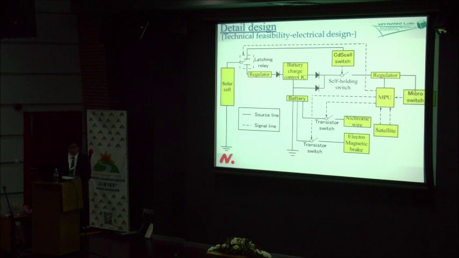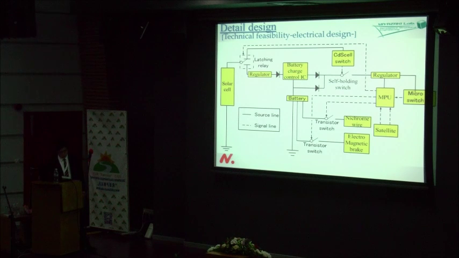Next, electrical design. The proposed device is designed so that it can be activated even if the satellite main system has failed. This figure shows the system block diagram of the proposed system. The detail of the sequence of the activation is as follows. The latching relay connects the solar cell and the CdS cell switch, and the transistor switch is normally open.